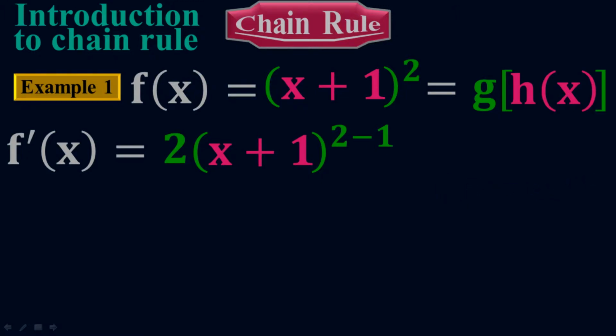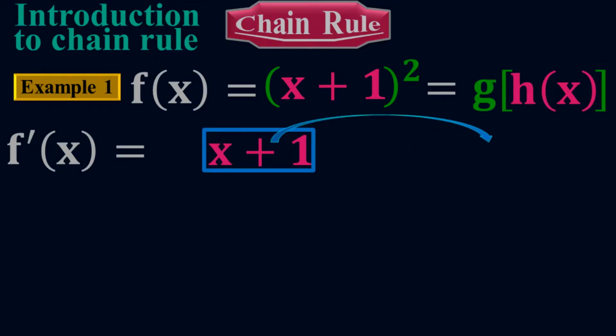This is the derivative of the outermost function, which is g. So the derivative of the outermost function, which is 2, is this. And then we take the derivative of the inner function, which is x plus 1. x plus 1 is my h of x, the inner function. So times the derivative of x plus 1, which is 1 plus 0.